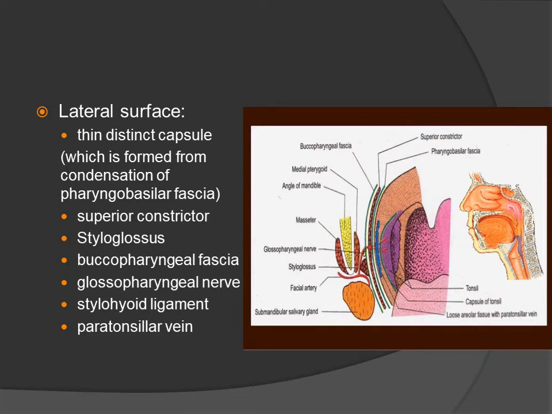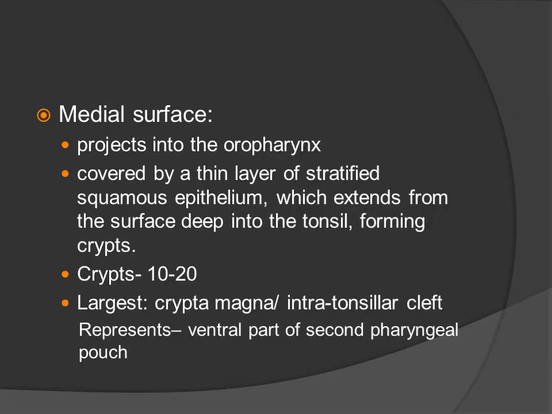Lateral to the superior constrictor muscle lies the facial artery, submandibular gland, posterior belly of digastric muscle, medial pterygoid muscle, and the angle of the mandible. The medial surface of tonsil projects into the oropharynx. Non-keratinizing stratified squamous epithelium lines the medial surface of tonsil and dips into the tonsillar mass to form crypts. Opening of these crypts can be seen on the medial surface of tonsil.